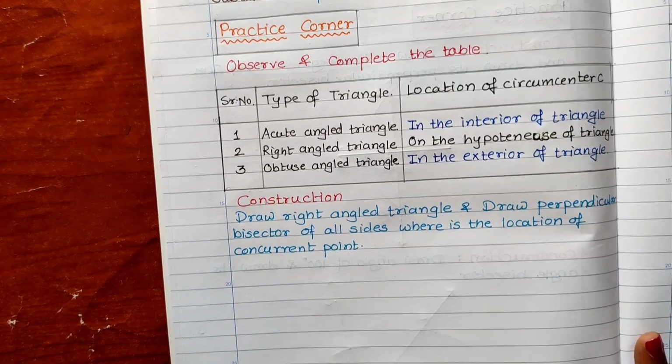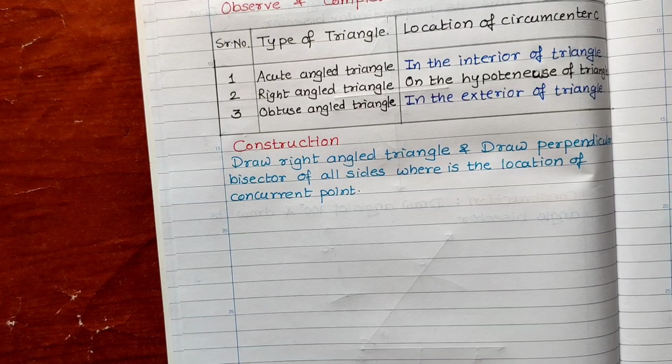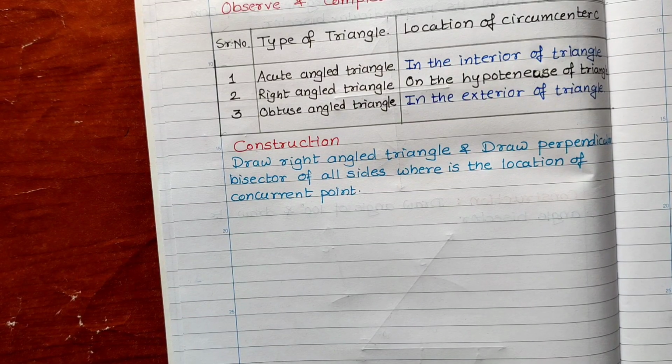Now the second activity on this day 2 is to draw a right angle triangle and draw the perpendicular bisectors. So let us first draw a right angle triangle.